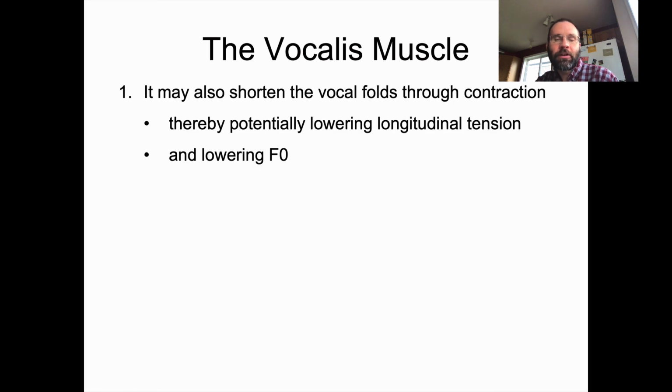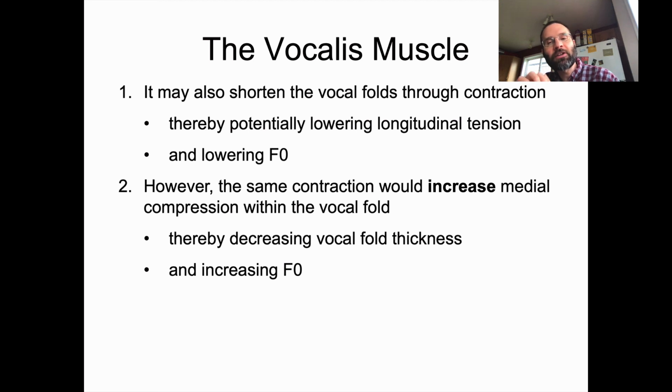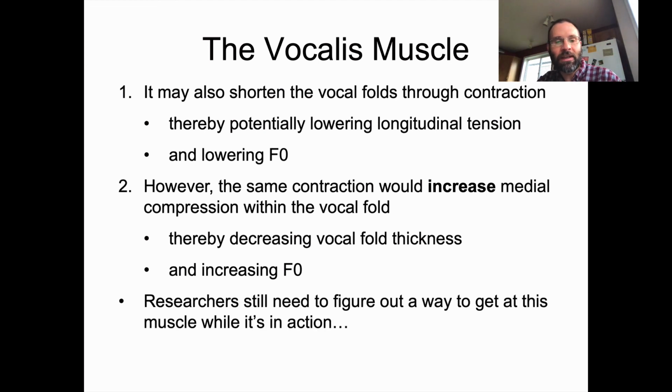So if you contract the vocalis muscles, they could shorten the vocal folds through that contraction. That would lower longitudinal tension and lower F0. But at the same time, that contraction might increase medial compression by making the vocal folds themselves a little bit more tensely compressed towards each other. So that could decrease vocal fold thickness and increase F0. And like I said, you need to figure out a way to get at that while the muscle's in action, which is not an easy thing to do. So I'll just mention that as a by the way. And if you really want to try the experiment, may God have mercy on your soul, because I'm not going to advise you on it.